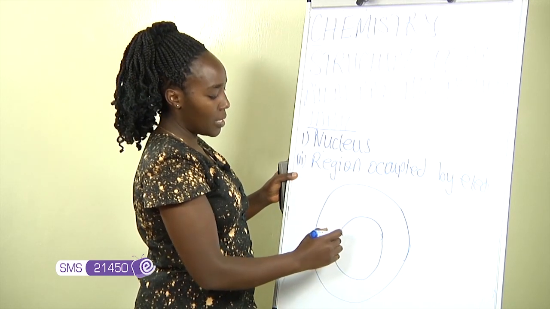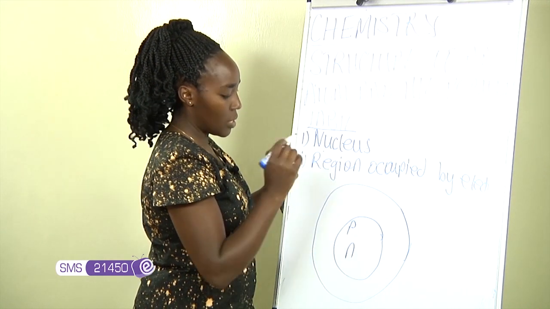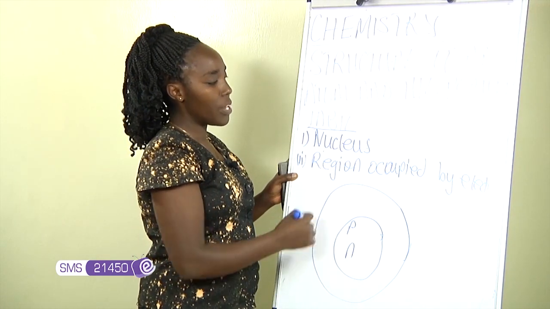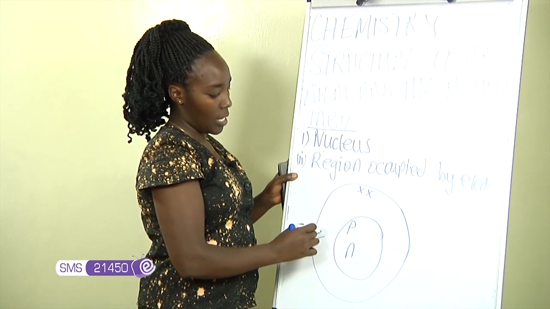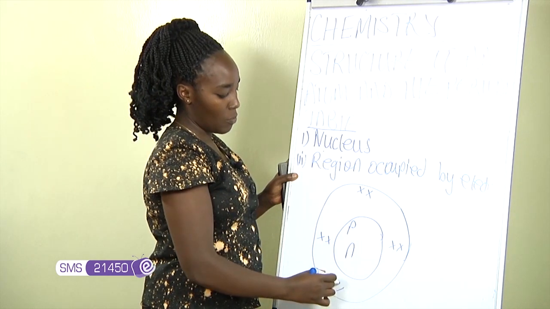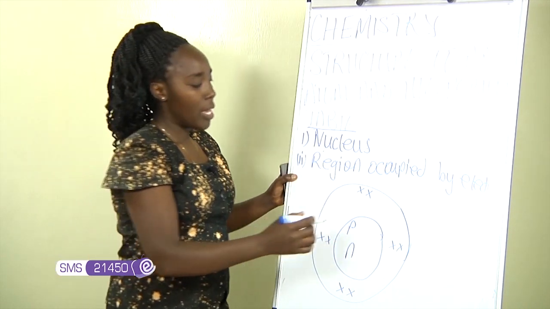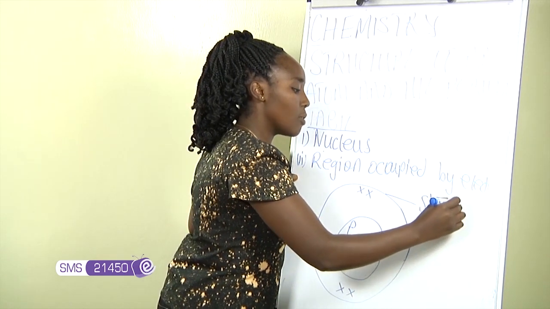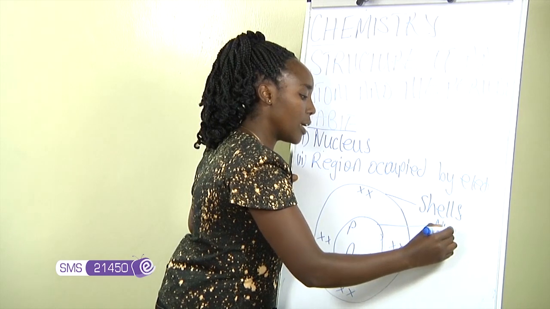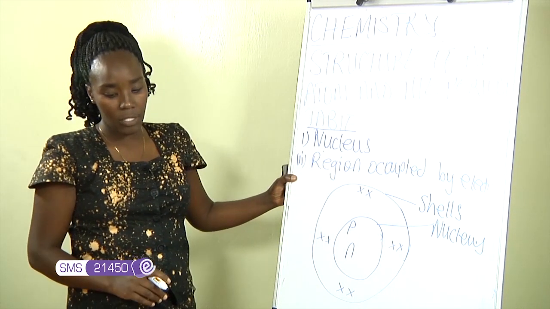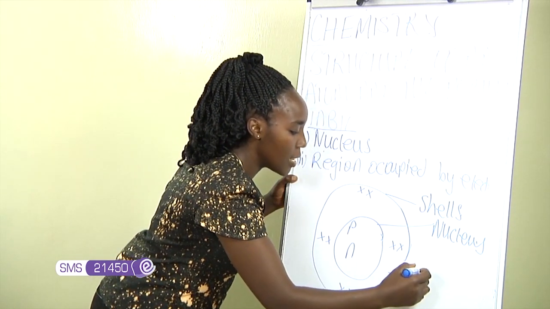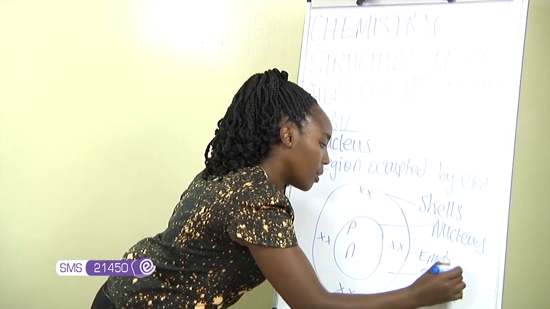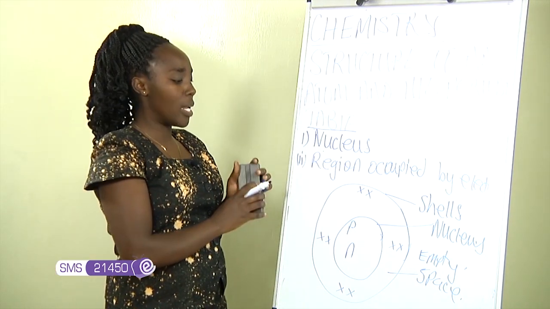The nucleus comprises of protons and neutrons. So the nucleus has always an occupation of the protons and the neutrons. The outer region is occupied by electrons. The electrons are usually to the outer sides of the nucleus in an atom. These ones to the outside is where we have the flow of the electrons. We call them the shells of an atom. This one, we are calling it the nucleus of an atom. And in between there, we have a space. In most cases, we call it an empty space. So that is how an atom looks like.